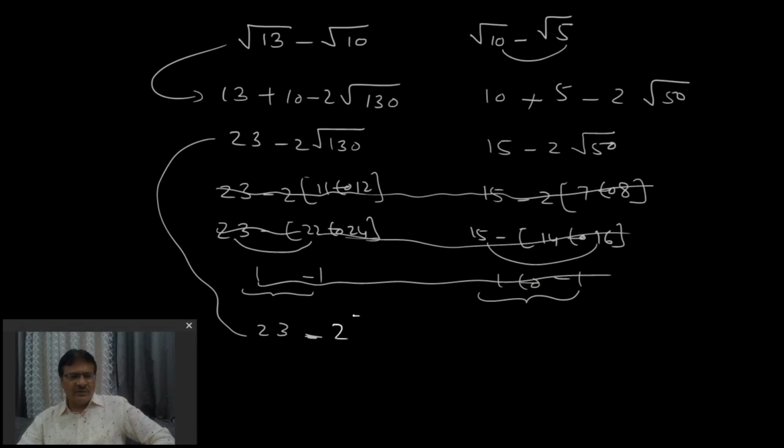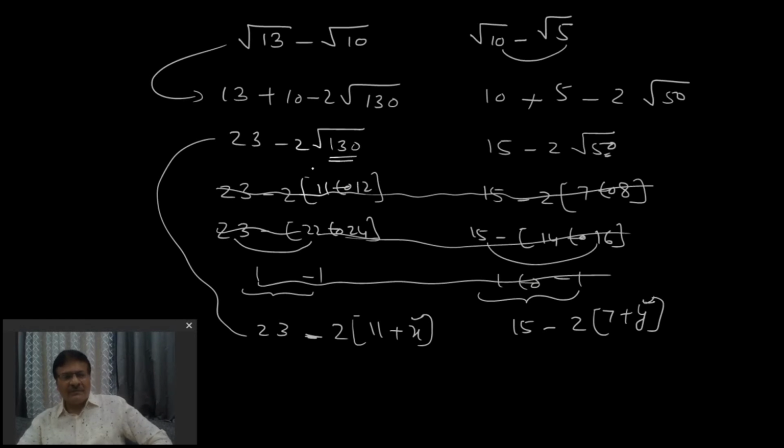2 into, now I am writing this as root 130, that is more than 11, so I am writing 11 plus x. Is that clear? Now 15 minus 2, and this is 7 plus y. Is that clear? This is very near to 49. It's root 50, so this y would be very less in comparison to x, because here 130 is much far from 121. So can we say x is greater than y?